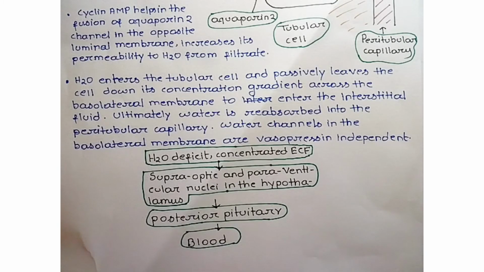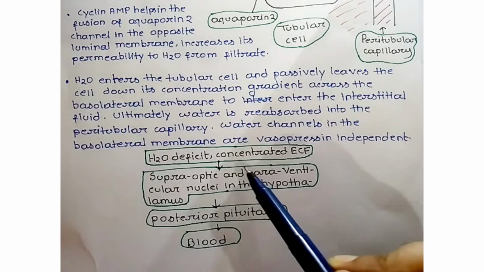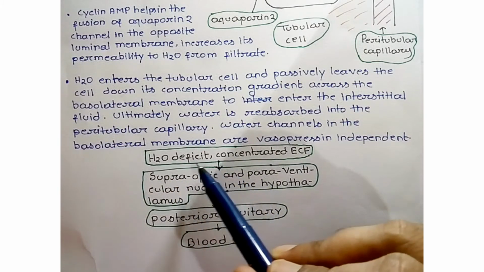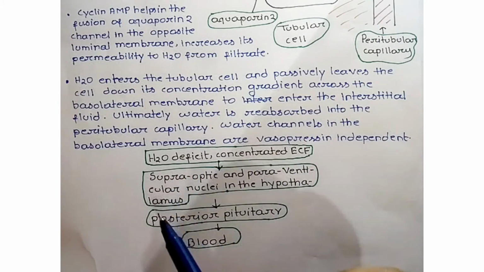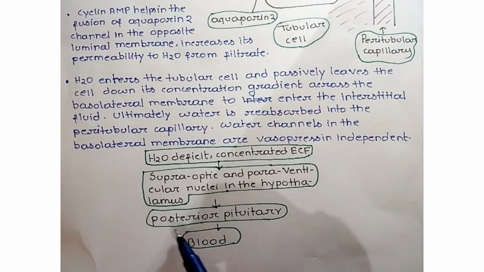Oxytocin is also secreted by supra-optic and paraventricular nuclei in the hypothalamus and later travels to the posterior pituitary. So after synthesis, the hormone is stored in the posterior pituitary and ultimately enters the blood.